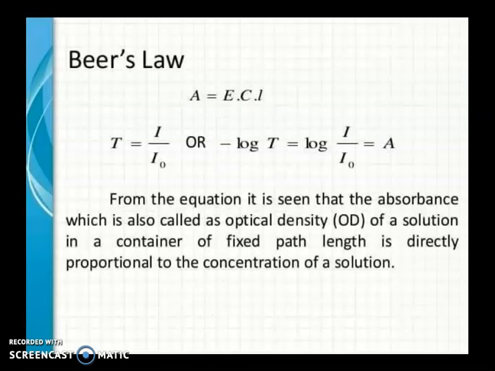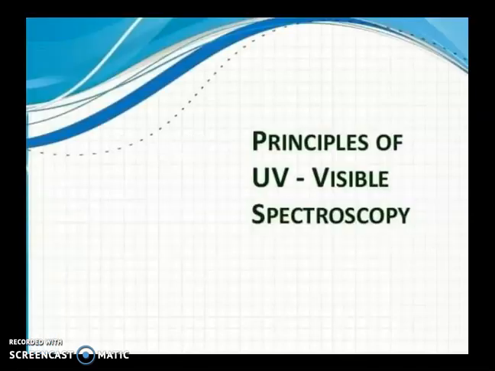So Beer's law: A = Ecl = minus log I by I0. From the equation it is seen that the absorbance, which is also called optical density OD, of a solution in a container of fixed path length is directly proportional to the concentration of the solution.